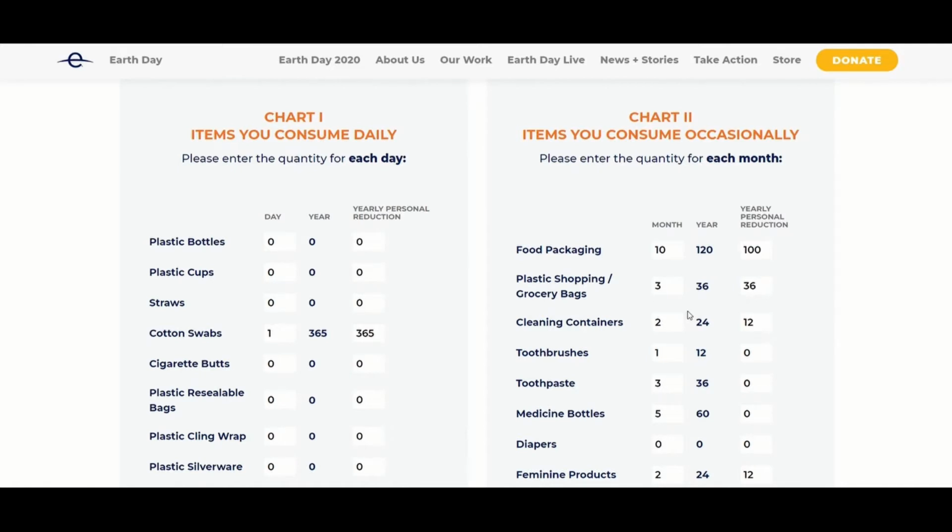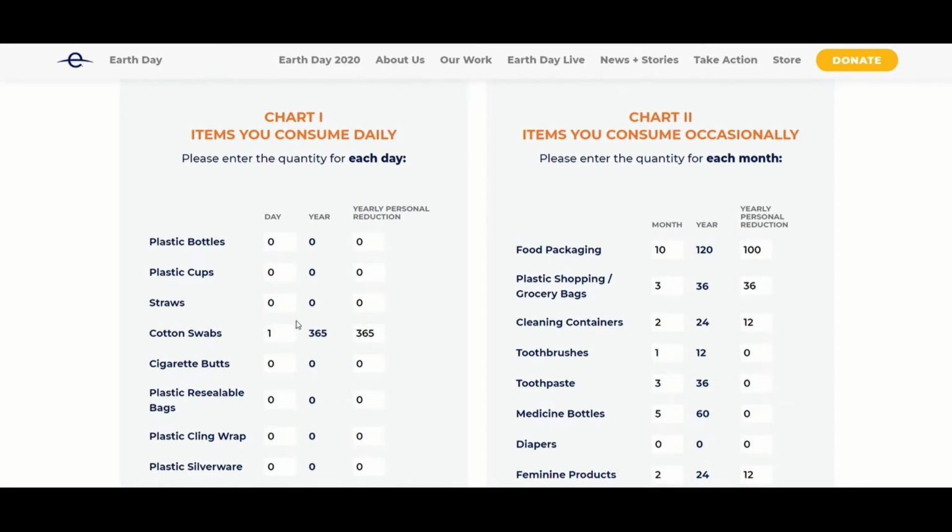So in chart 1, on the daily side, it gives a list of different products that you might use in your daily life. As you can see, I've already cut out a lot of things like plastic bottles, plastic cups, straws. I don't use them. They're not there in my daily life, so I put 0. Based on that, it calculates your yearly use. And then the third column is another input by you, and this is how much you can cut out.